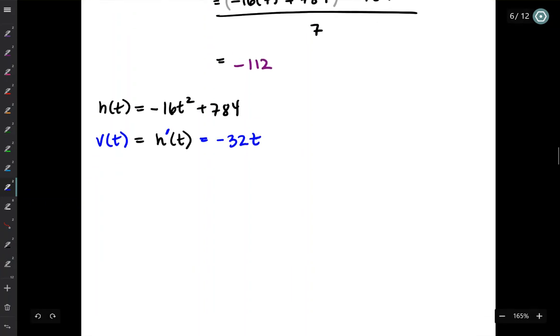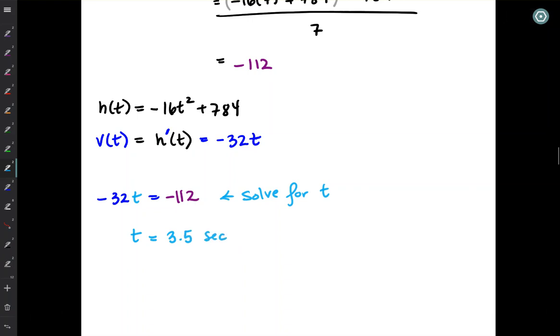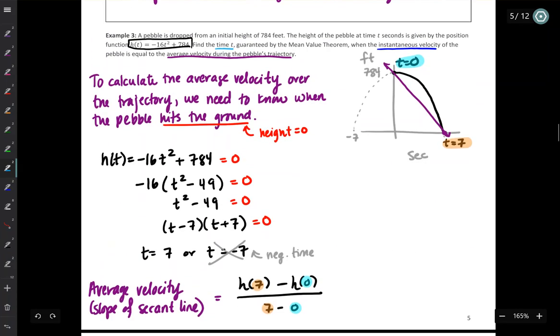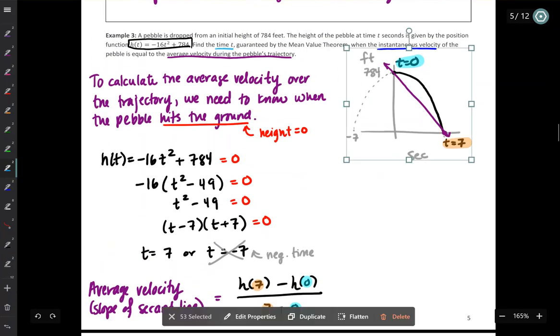And we're going to set these two equal to each other. And we want to solve for the t that makes this true. Dividing both sides by minus 32, we get t is equal to 3.5 seconds. So if we go back to this picture, let's put this on the next page.